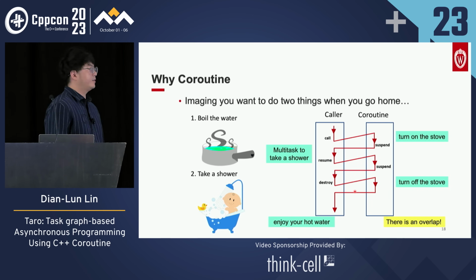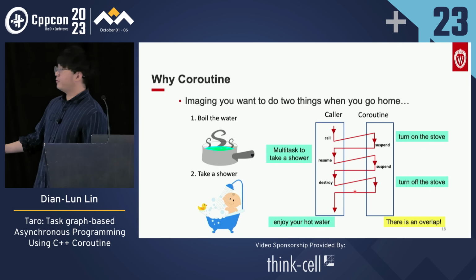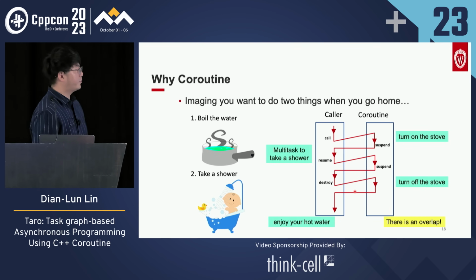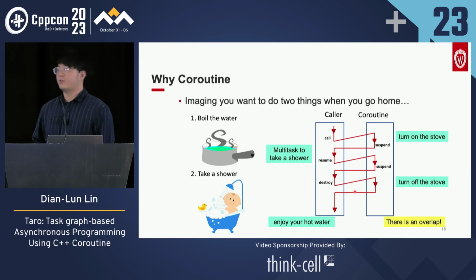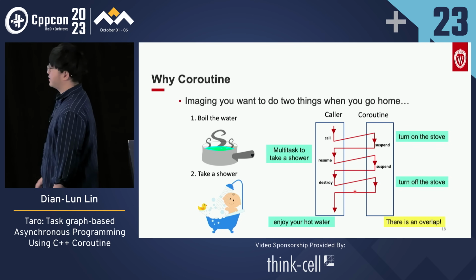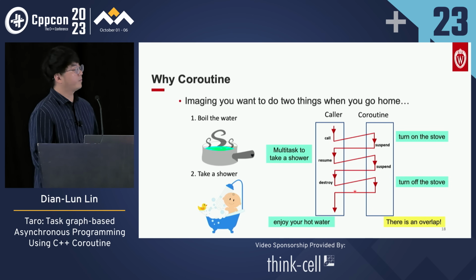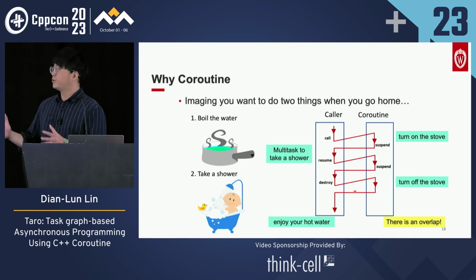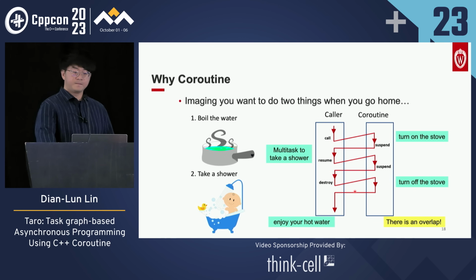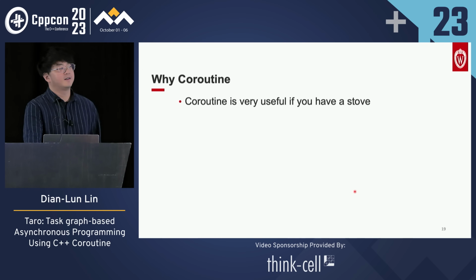However, if we are using a coroutine, what you can do is go to the kitchen and turn on the stove, and go back, multitask to take a shower. After taking the shower, I can then check whether the water is boiling. If that is the case, I turn off the stove, and then finally enjoy my hot water. You can see there's an overlap between boiling the water and taking the shower. So, conclusion: coroutine is very useful if you have a stove.